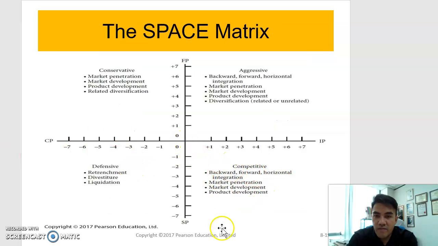They put a quadrant, a vector here. So at least you need to know all of this vector. This is the competitive quadrant. This is aggressive. This is conservative. And then this is the defensive quadrant. And that is good enough.